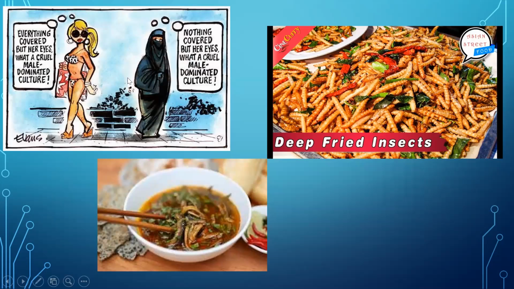you've got this example here of this cartoon. The lady on the left says, everything covered but her eyes, what a cruel male-dominated culture. And on the right side, you've got the same thing. So what's the ethnocentric thing here? Maybe in the Western world, women might see the hijab as a sign of submission, a head covering. But if you take the cultural relativistic view, you're simply viewing the hijab as a way for women to practice their faith, and not comparing it to the Western world and saying it's better because it's not male dominated.